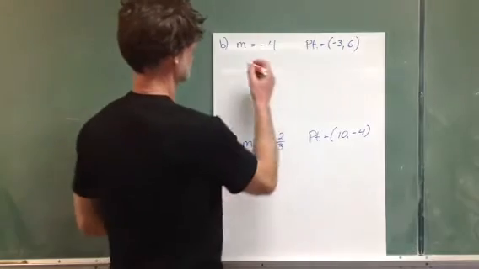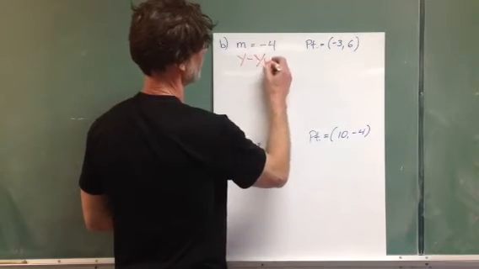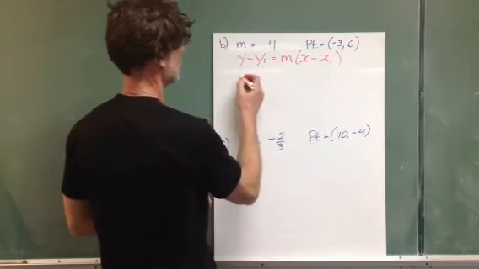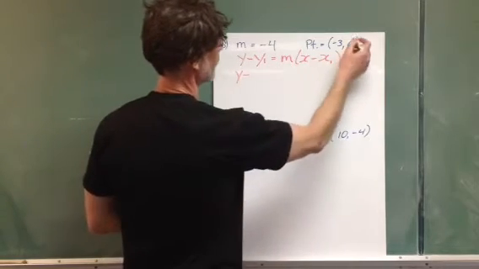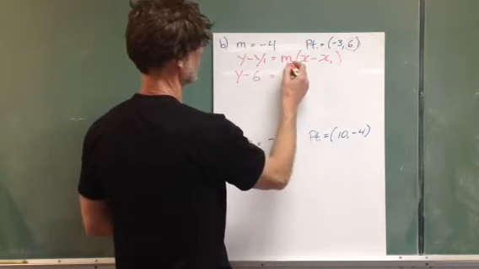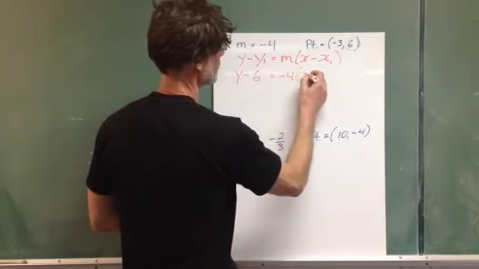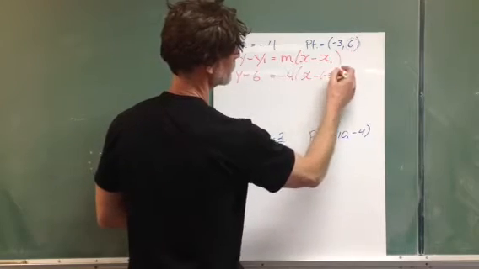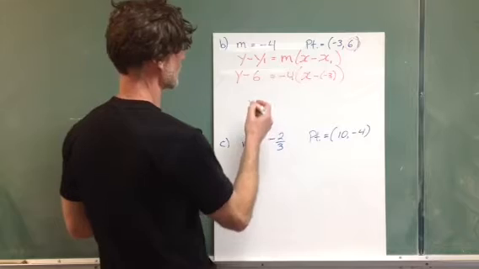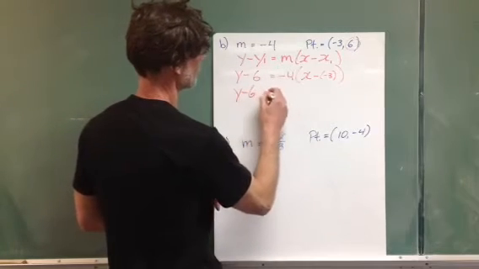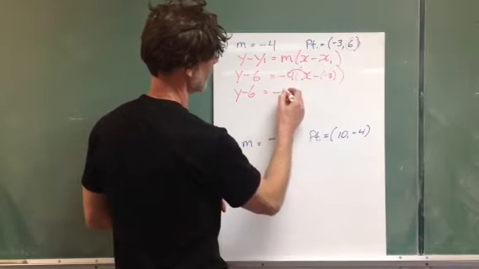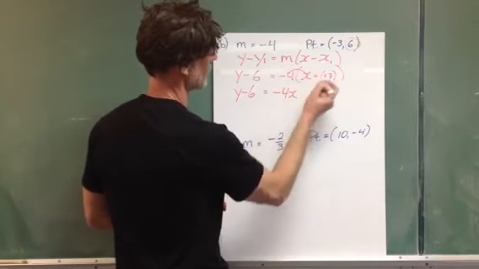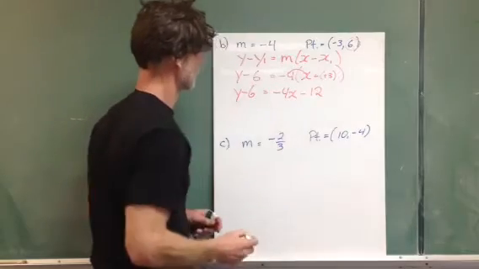Okay, another example. y minus y1 equals m times x minus x1. Y minus y1, there it is, equals m times x minus negative 3. Okay, now I'm going to simplify a bit. y minus 6 equals negative 4 times x is negative 4x. Now minus negative 3 is the same as add 3, so negative 4 times 3 is negative 12.